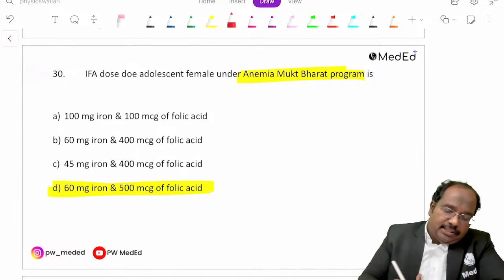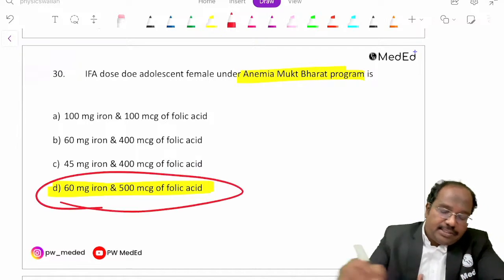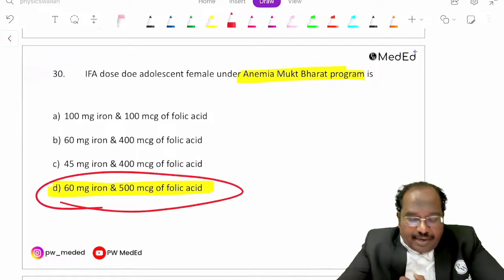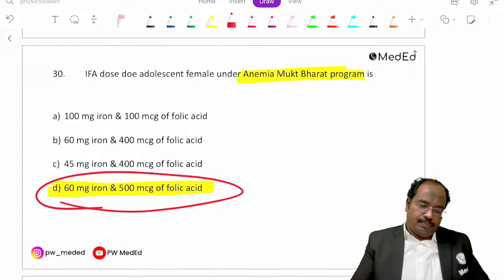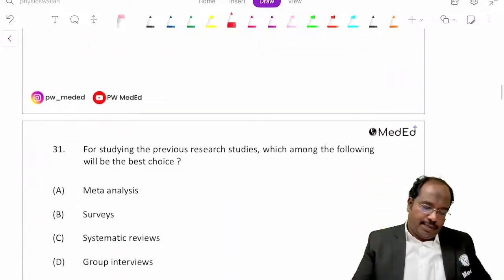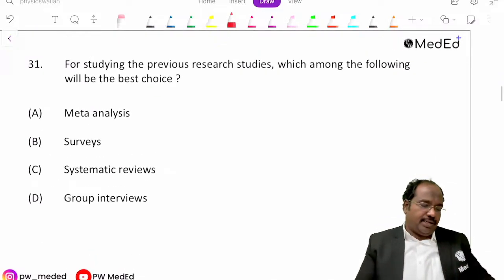So this is correct here. The answer for this question is 60 milligram of iron and 500 microgram of folic acid. Fine. We'll go to the next question, guys. Okay, answer this question.